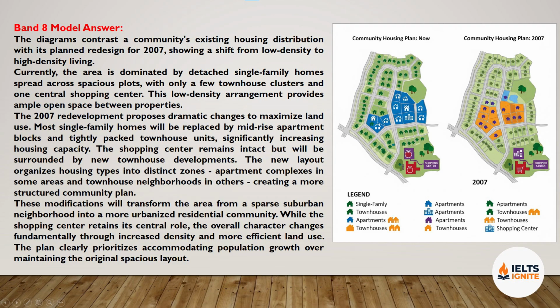Currently, the area is dominated by single-family homes spread out on large plots, with one central shopping center. The character is suburban, low density, with lots of open space. But in the 2007 plan, everything changes. Detached houses will be replaced with apartment blocks and closely packed townhouses. The shopping center remains, but it will be surrounded by new housing units. The whole layout becomes more zoned and organized, with clear areas for apartments and townhouses.